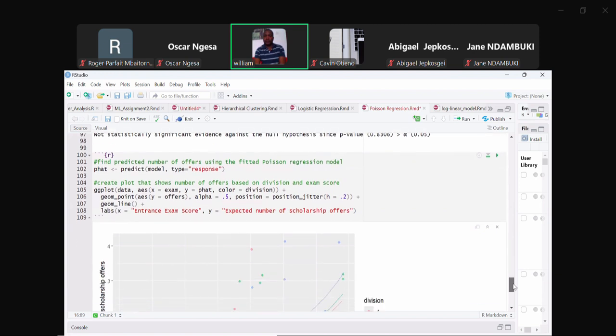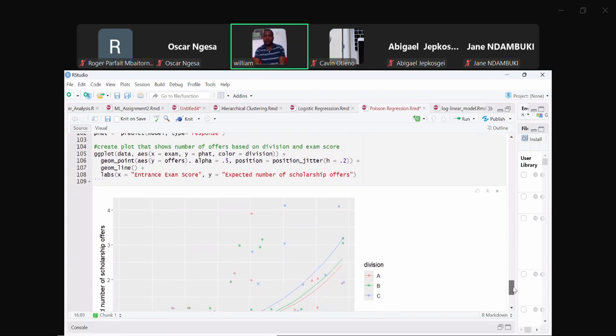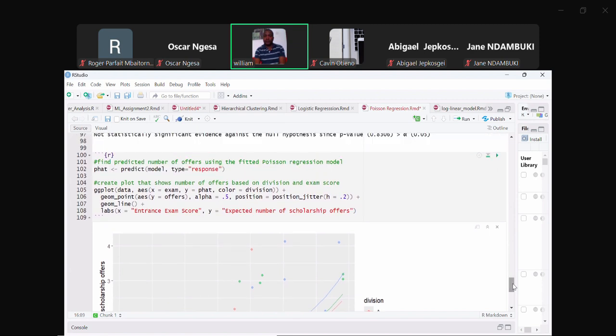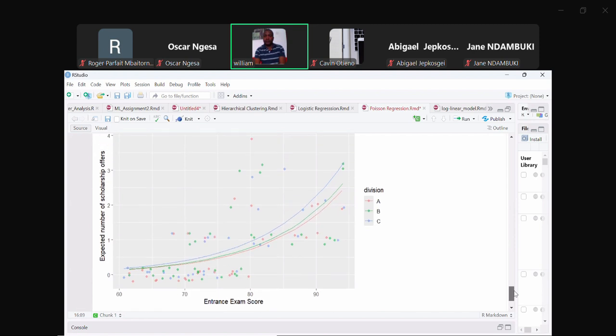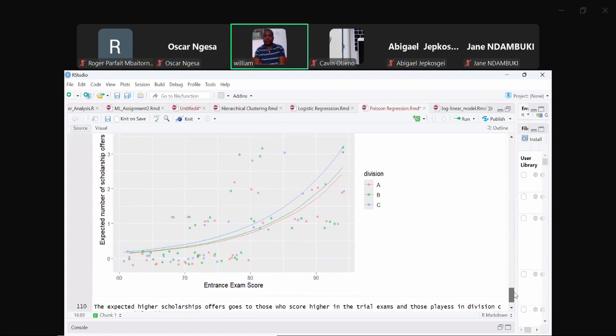Then we can also come up with a visual to see how our model is predicting what we are trying to find out. When you look at this, I just used ggplot, and we are looking at the response, the division, and the exams. So this is what it is giving us. What do you think it is trying to help us understand?